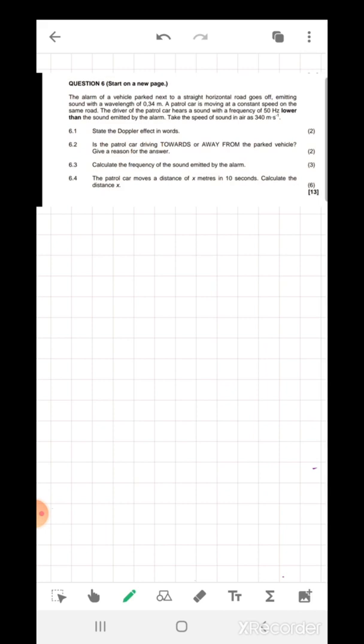The patrol car moves a distance of X meters in 10 seconds. Calculate the distance X. Okay. So if we're working with distance and we're working with time, what formula are you thinking of? Well, firstly, you know that when we work with distance in Doppler effect, we're talking about wavelength. When we work with time, or seconds, in Doppler effect, we're always talking about the period. So they gave us the wavelength and they gave us the period, which means we're going to use this formula.